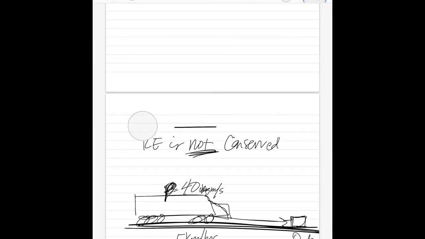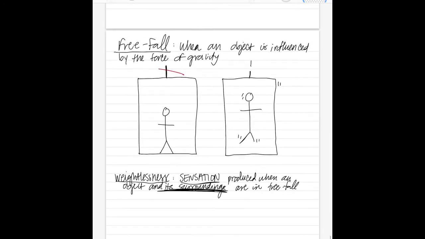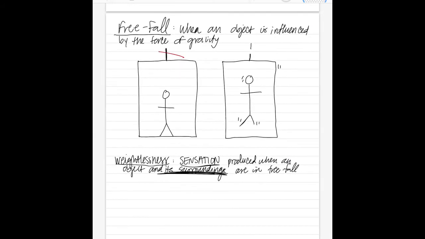Oh, let me erase this real quick. Let me see if I have any other notes. I do not. Okay, so that's free fall and weightlessness.